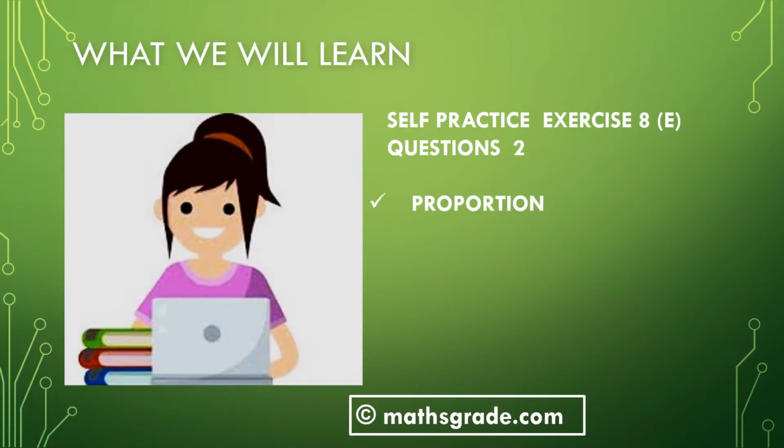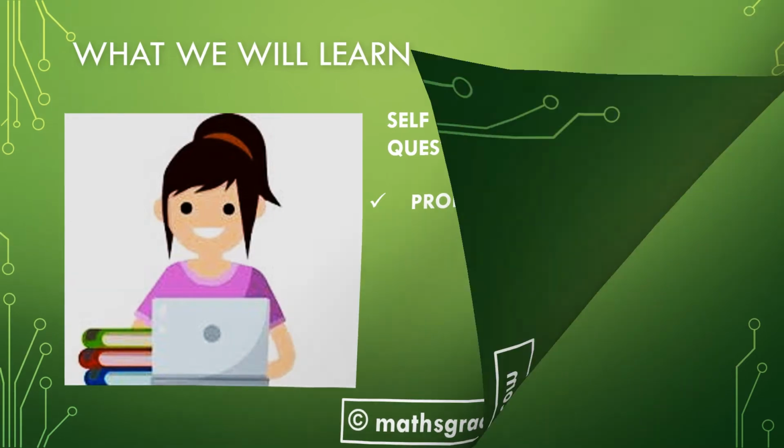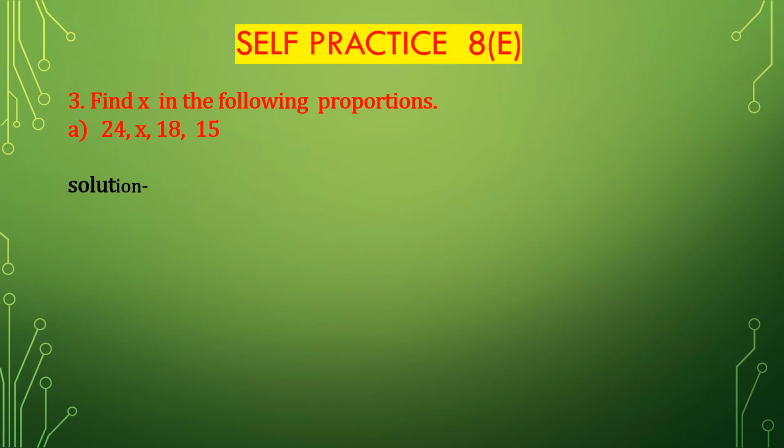Today we will learn and solve self-practice exercise questions 1 to 11, self-practice 8E, chapter 8. Chapter name is Ratio, Proportion and Unitary Method and the topic is proportion. Let's solve some questions. Question number 3. Find x in the following proportions. Part A: 24, x, 18 and 15. We have to find the value of x.